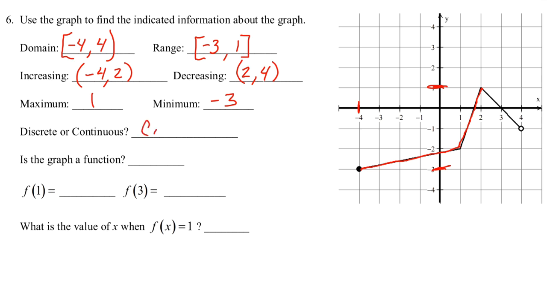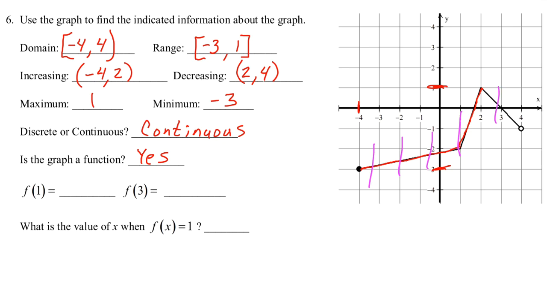This is a continuous graph, and it is a function because it passes the vertical line test. No matter where you draw a vertical line, it is only going to intersect that graph once.